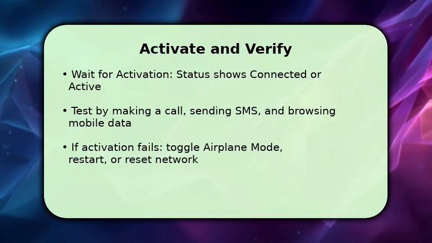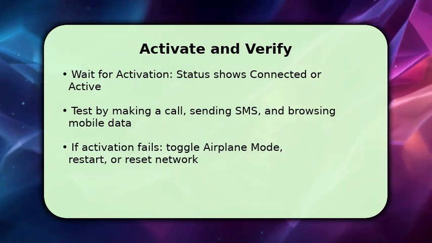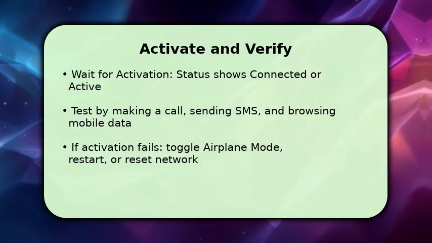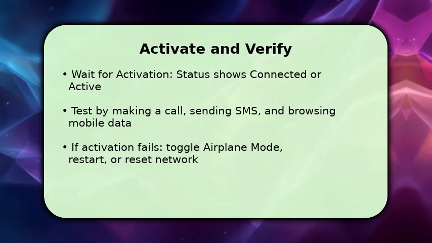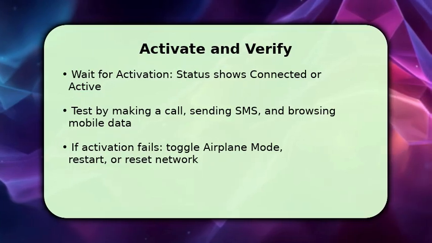Finish by verifying the new Airtel eSIM shows as active under cellular plans. You may need to wait a few minutes. Once active, test with a call, an SMS, and open a web page to confirm data. Make sure your default data line is selected if needed.